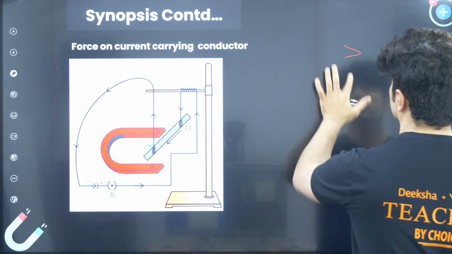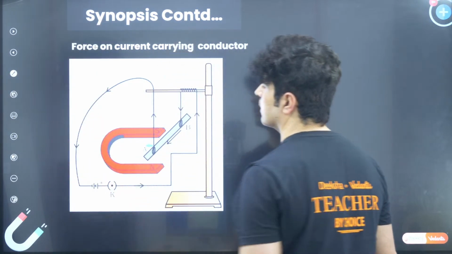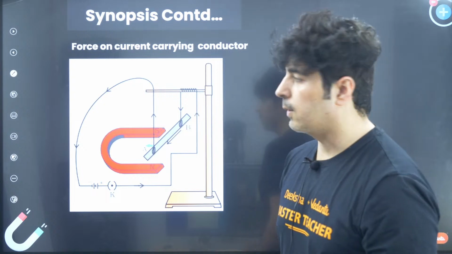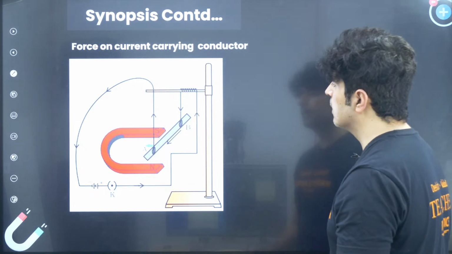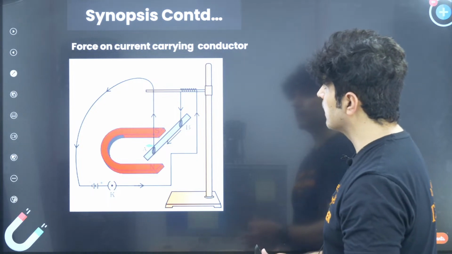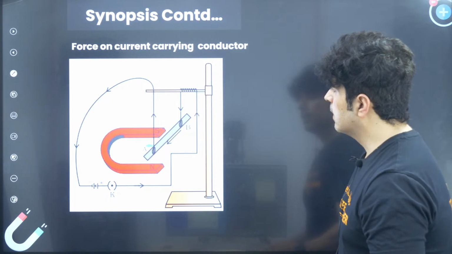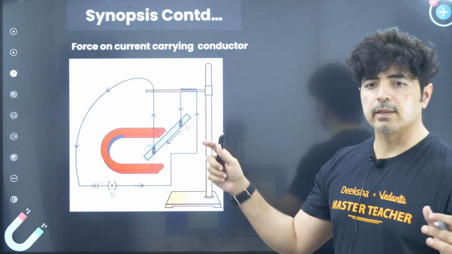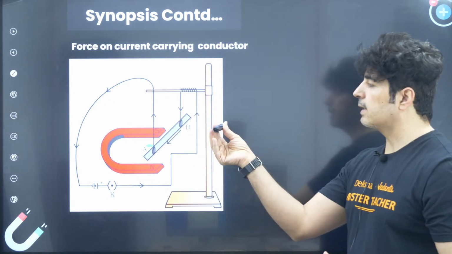Let's have a look at this experiment, guys. So what is this experiment all about? What happens in this experiment is, there is a conductor. Just imagine it in 3D, guys. This is a conductor, and it is kept like this.